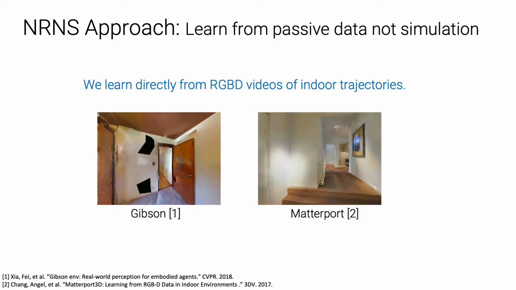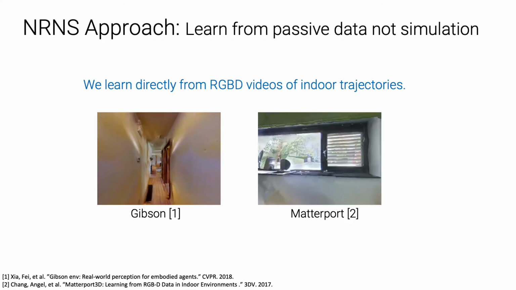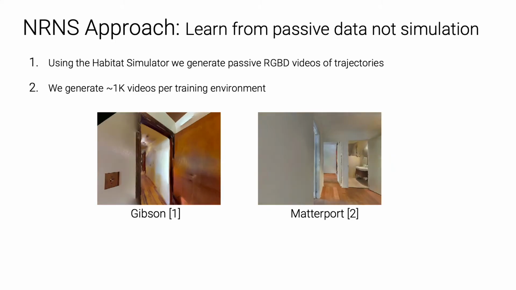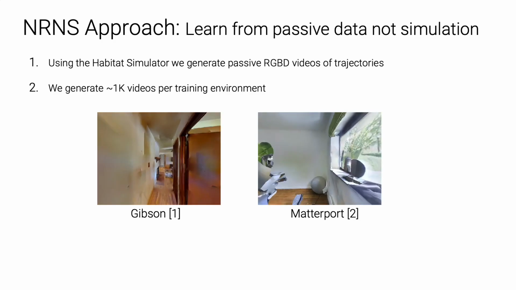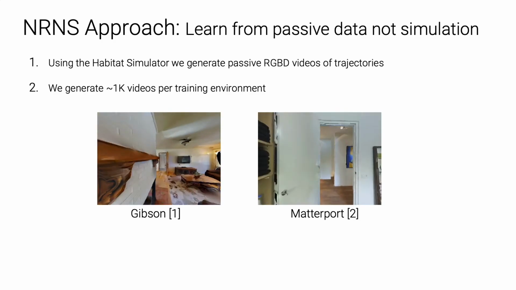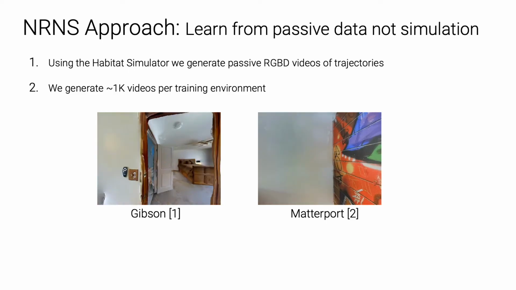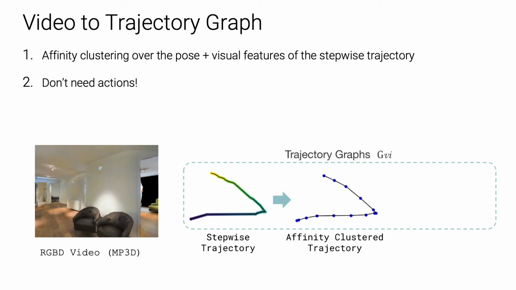In order to train the distance prediction function and the target prediction function, we use passive RGBD video of indoor trajectories. We use the Habitat simulator to generate random non-shortest path trajectories through training environments. We generate around 1K videos per training environment. In order to train the distance function and the target prediction function using these data, we need to transfer these videos into trajectory graphs. Using affinity clustering over the pose and visual features of stepwise trajectories, we can create graphs to train the distance prediction function and the target prediction functions.